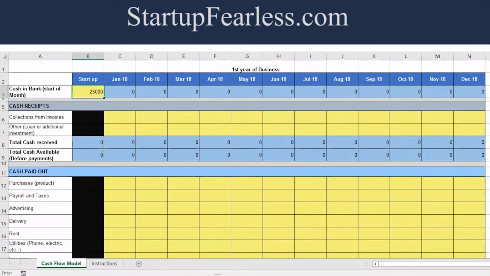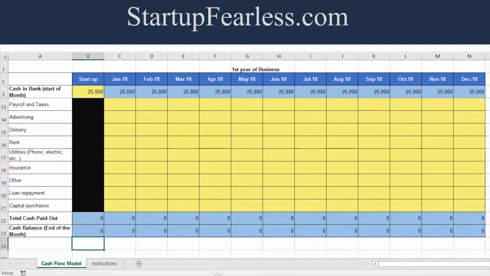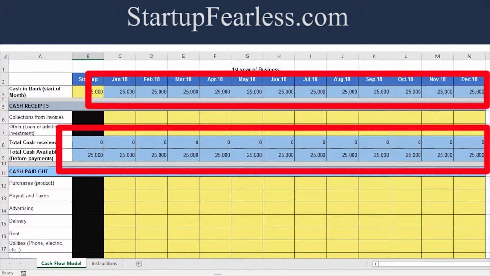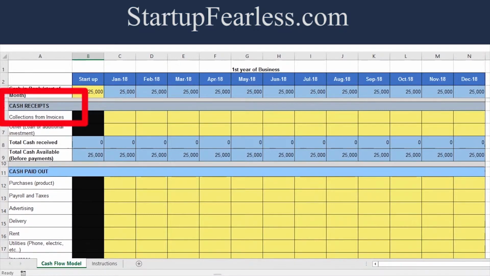Once we enter that, we see that all the cells in the blue automatically update. Now remember, these are the calculations, so as we go along, these numbers are going to change. We work our way down, and the first thing we look at is cash receipts. So this is going to be money coming into the business on a monthly basis.